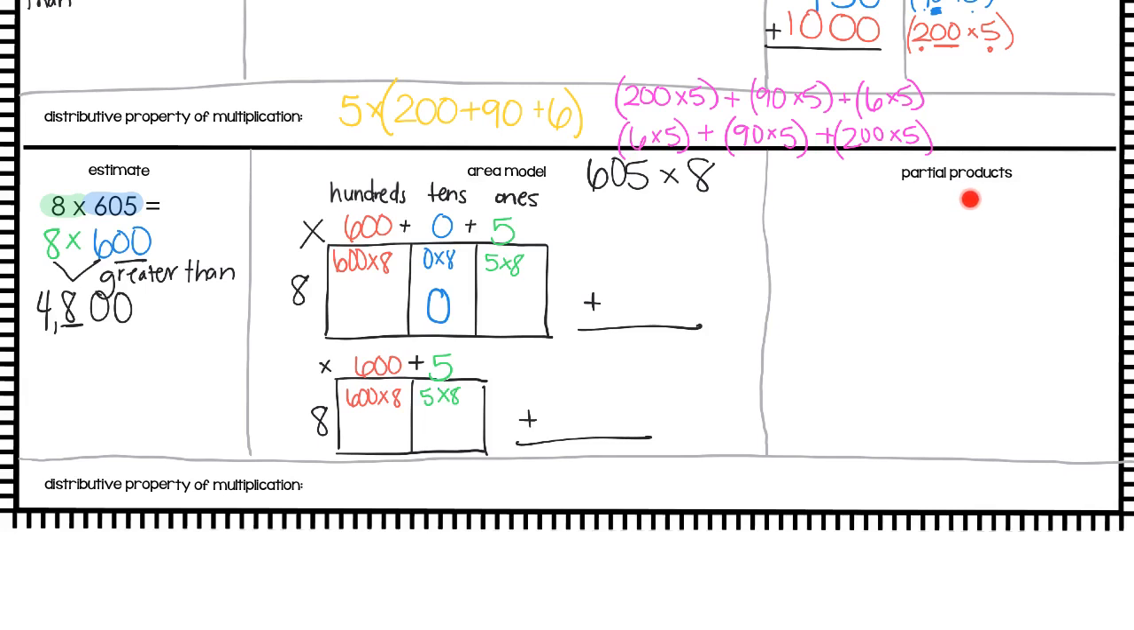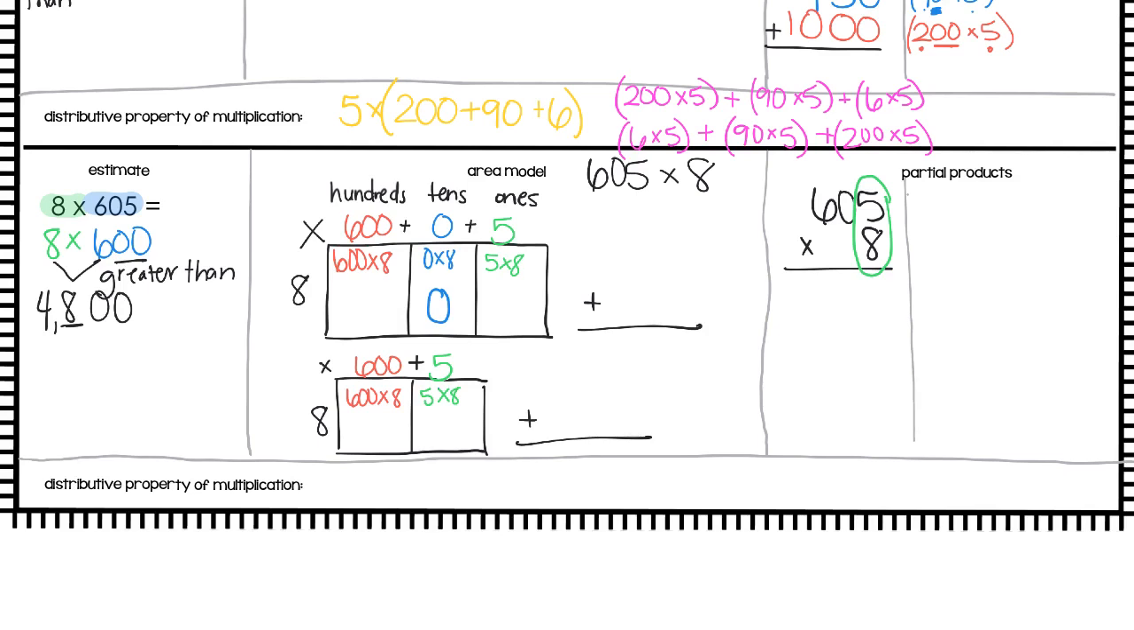Okay, now we're going to go over and use the partial product strategy. Write your number, your equation, 605 times 8. Try not to write it too big because we know we need a lot of space down here. So we're going to start. First, we're going to start by multiplying our ones. 5 times 8. And remember, I need to draw my line here so that I keep it organized.